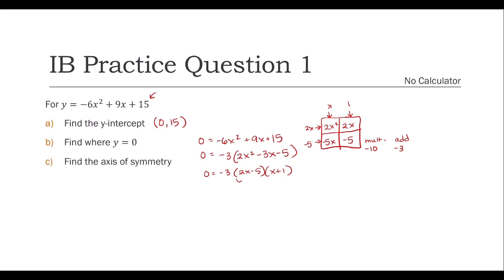So our zeros are when each of these equals 0. So 0 equals 2x minus 5, or 0 equals x plus 1. We'll add 5 to each side here. So we get 5 equals 2x, and then when we divide by 2, we get that x equals 5 over 2. And here we just subtract 1 from each side and get that x equals -1. So y equals 0 when x equals -1 or x equals 5/2.